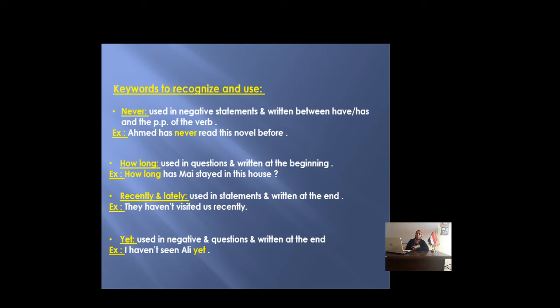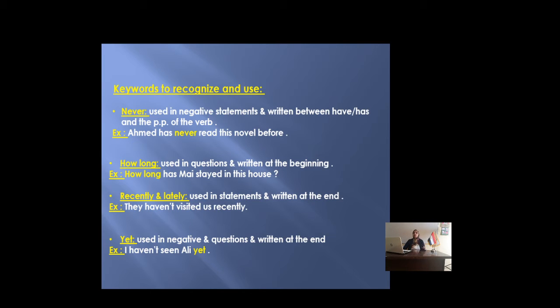Okay, now if you see these keywords, you know that you are talking about the present perfect tense. Here, never. What does it mean? It's used in negative statements and written between have or has and the PP of the verb. So it's also inside the sandwich. Ahmed has never read this novel before. It means that he didn't read it before this time.